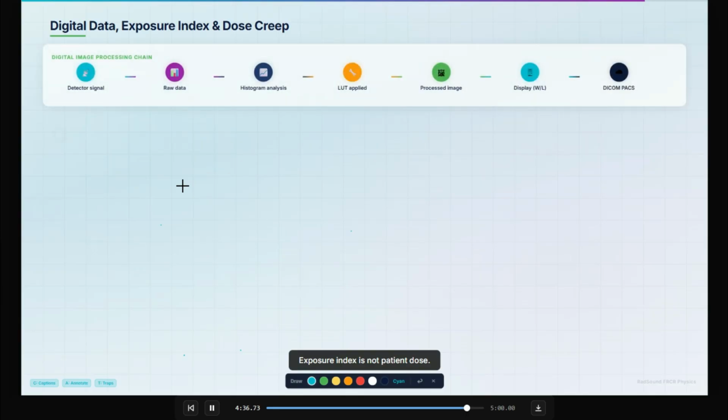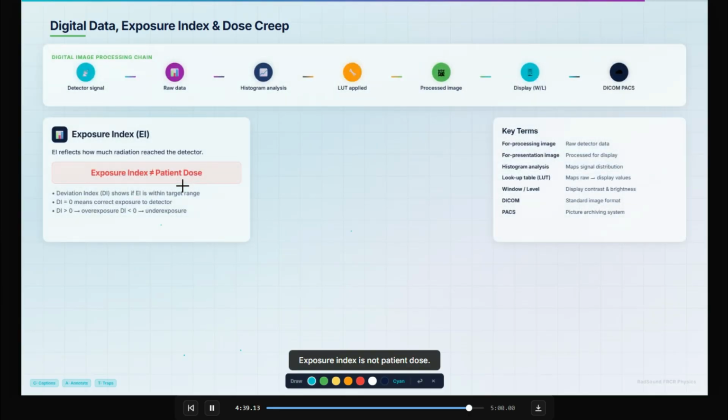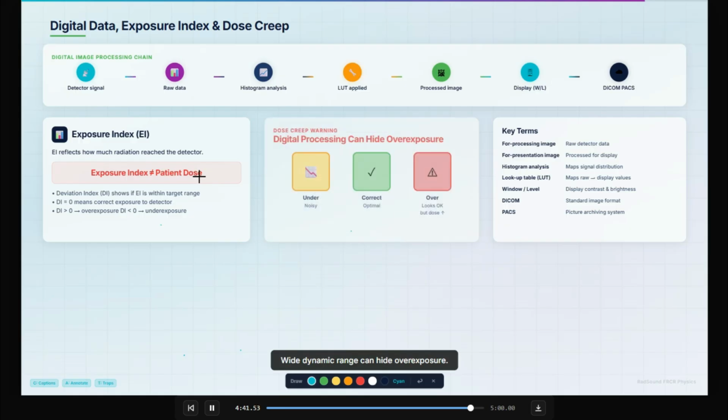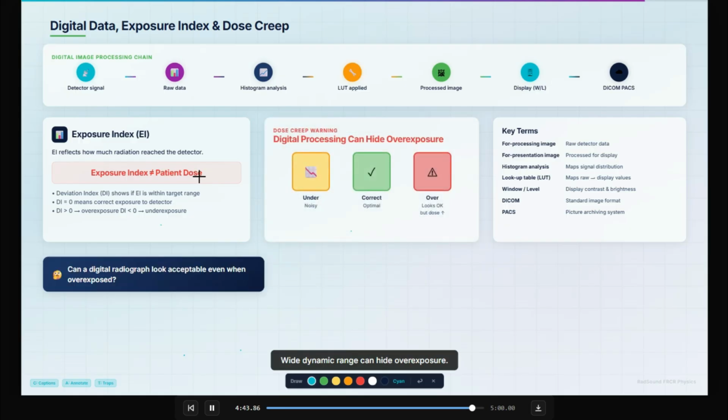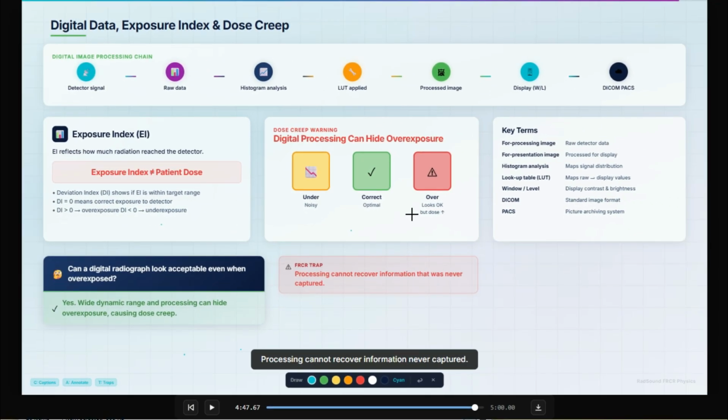Finally, digital imaging has a wide dynamic range. This is powerful, but it can hide overexposure. The raw signal passes through histogram analysis, lookup table, image processing, and then DICOM. So it can hide overexposure, and we have to use something: the exposure index. The exposure index reflects how much radiation reaches the detector. It's not the same as the patient dose.